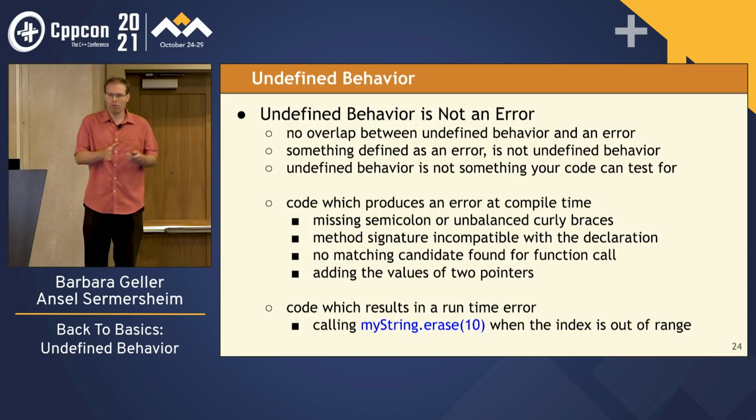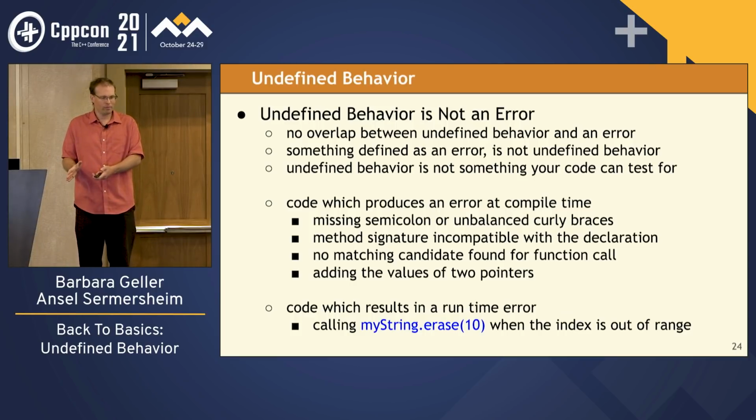Undefined behavior has to be prevented, not handled. And it's a fundamentally different mindset to look at your code. There's plenty of errors that we deal with on a daily basis. We've all made compile mistakes where we have a missing semicolon or curly braces that are missing. The compiler tells you that's an error. There's code that gives you a runtime error. Like if you call the erase member in std string with an index that's out of range, you get an exception. That's well defined. You can catch it, you can let it terminate your program. There's no undefined behavior there, it's just an error in your code.